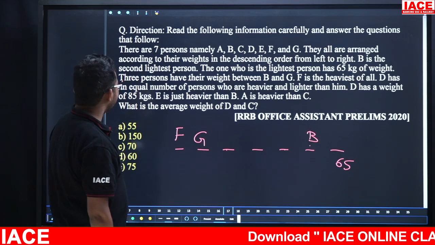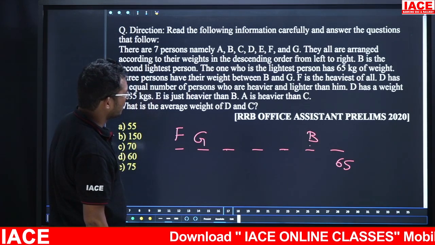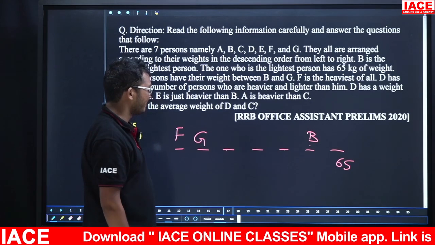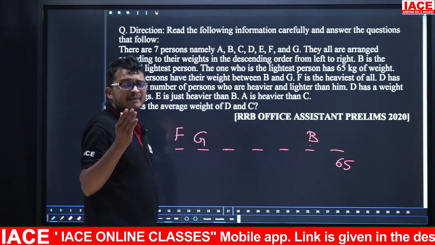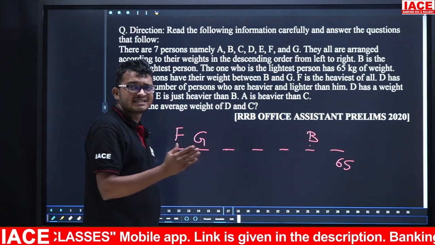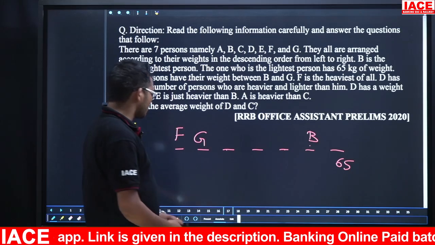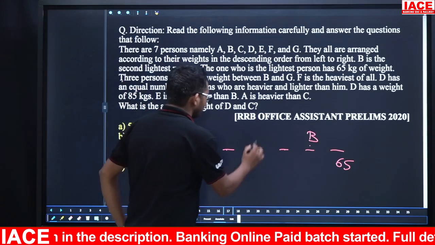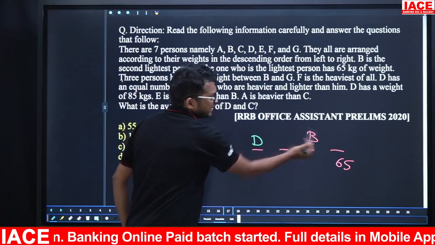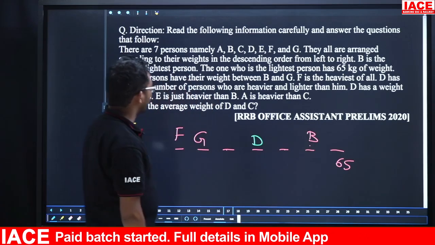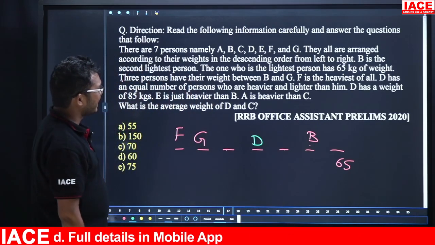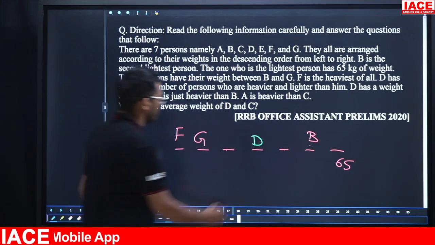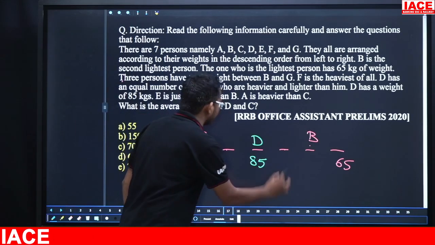Next one, D has an equal number of persons who are heavier and lighter than him. That means the number of persons heavier than D is the same as the number of persons lighter than D. Heavier than D, how many persons are there here? 3 members. Lighter than D also we are having 3 members. Next one, D has a weight of 85 kg. Now take here D. This one is having 85 kg.